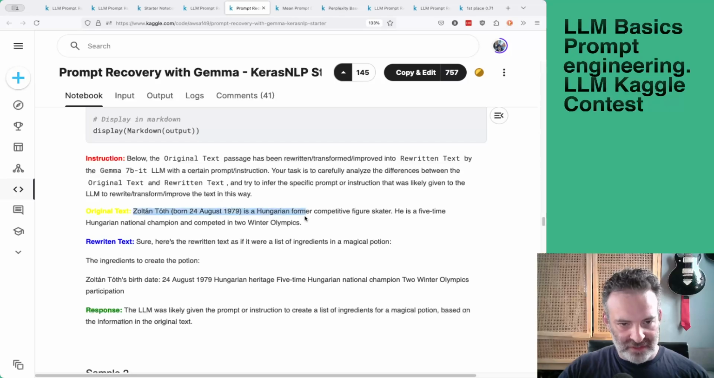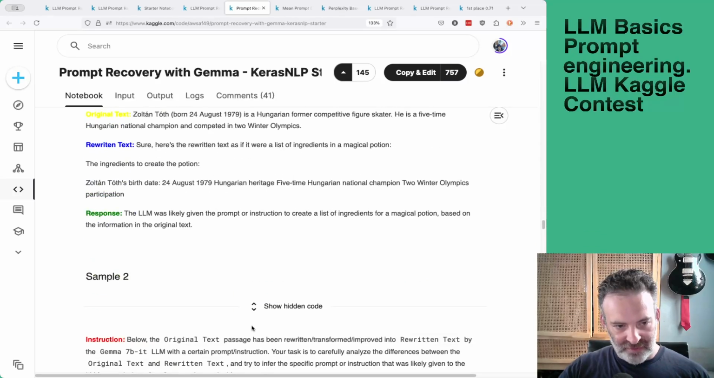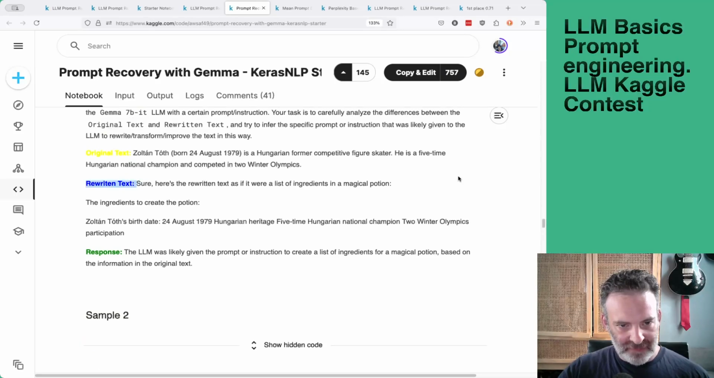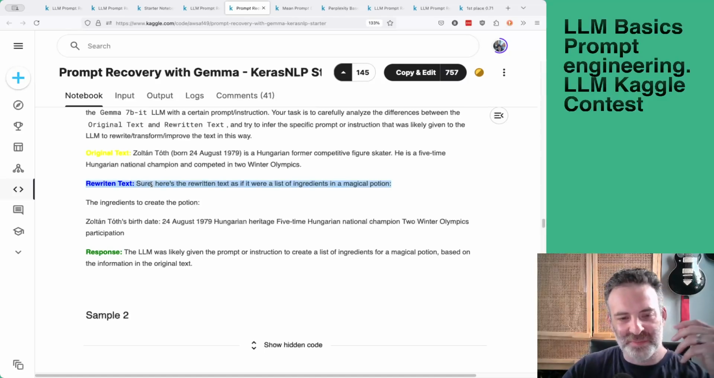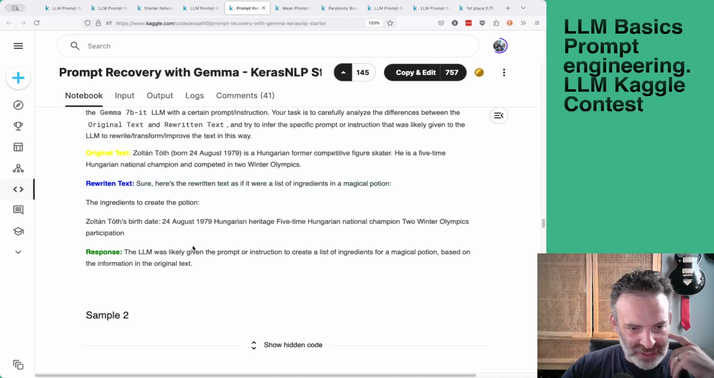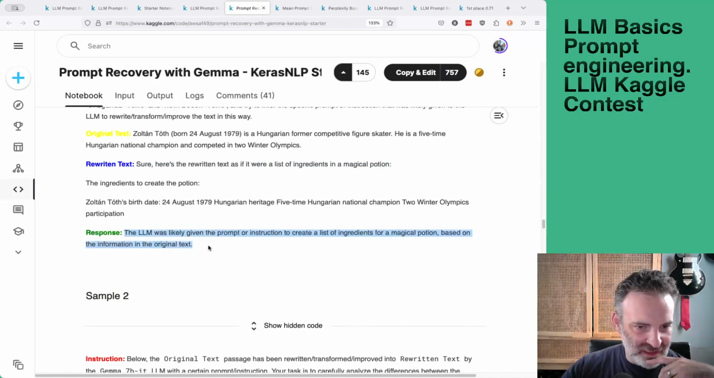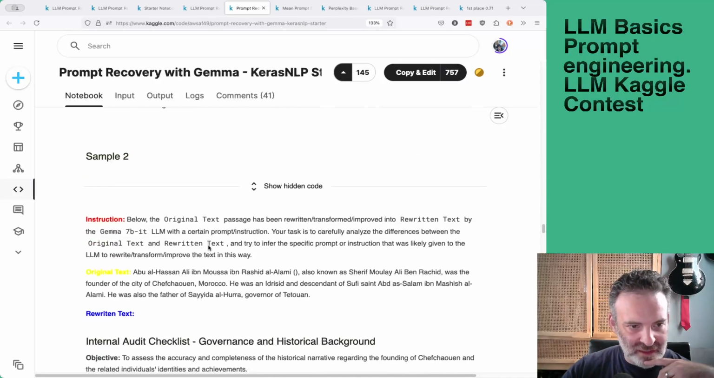So the original text is a former figure skater, 5-time, and the rewritten text is as a magical potion. The response from the LLM is based on the information in the original text. This is probably a bad prompt, because you probably don't want to tell the model that it is a magical potion. You can't expect the test set to be like that. But anyway, the response is fine. It probably is going to score okay.